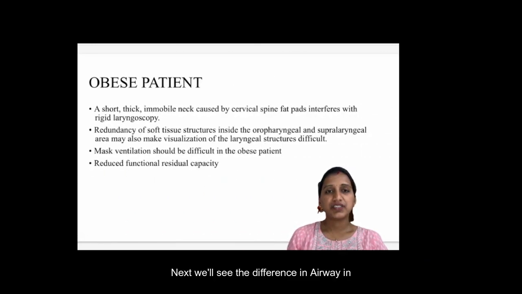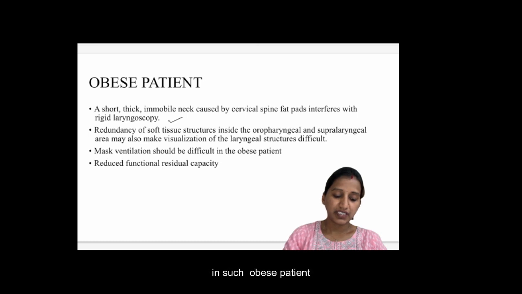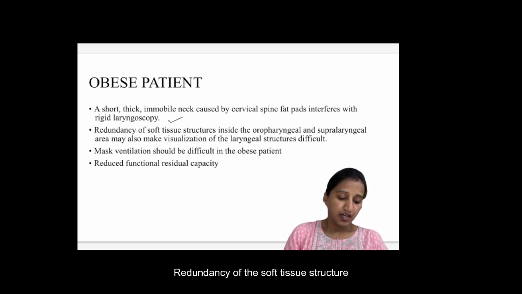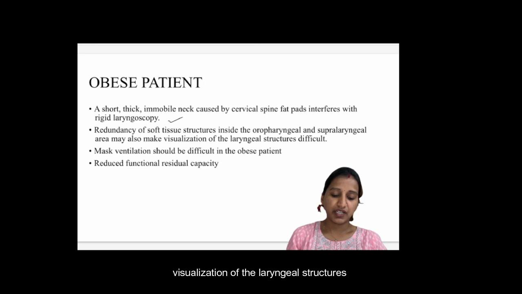Next, we'll see the difference in the airway in an obese patient and how it is different from the other normal patient. An obese patient will have a short, thick, immobile neck, caused by the cervical spine fat pad, which interferes with rigid laryngoscopy, wherein extension of the neck is limited in such obese patients. Redundancy of the soft tissue structures inside the oropharyngeal and supralaryngeal area may also make visualization of the laryngeal structures difficult while performing laryngoscopy.